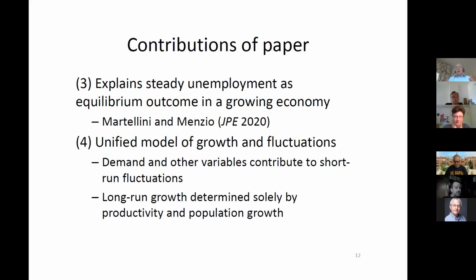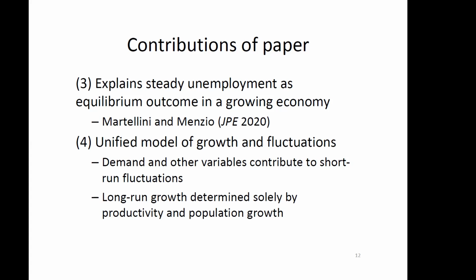Third contribution. One of the striking things you see in the data is that for the last 100 years there's been tremendous growth of real GDP, but the unemployment rate is roughly constant. And that's actually a puzzle. Martellini and Menzio have a paper pointing out why that's a problem for a lot of conventional models of unemployment. They have an explanation for how it would arise. It arises in my model endogenously. The steady state growth path has growing population, growing productivity, growing real output, and yet the unemployment rate is steady, because the costs and benefits of being unemployed are all growing at the same rate as the economy.